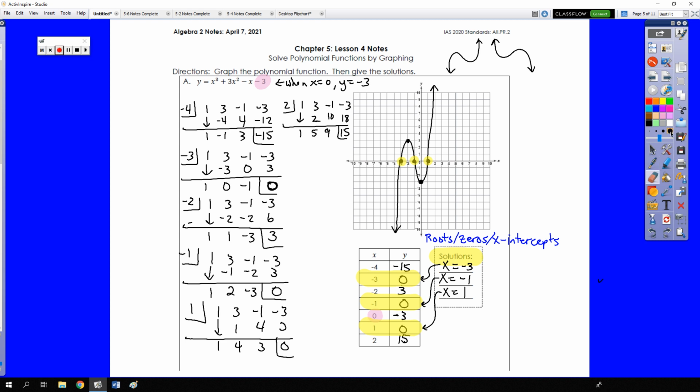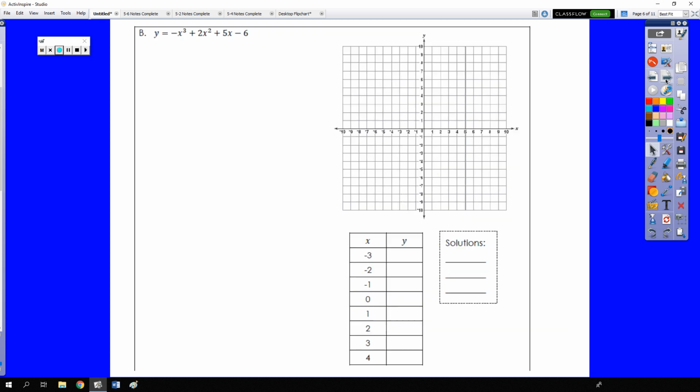So there's 3 more of these. We're going to do another one together and then I'm going to ask you to pause the video and try on your own. So here's example B. Again, the process is relatively simple. We're going to take each of those values in the table and we're going to run synthetic substitution. So we put negative 3 in the box and we pull the numbers off of y.